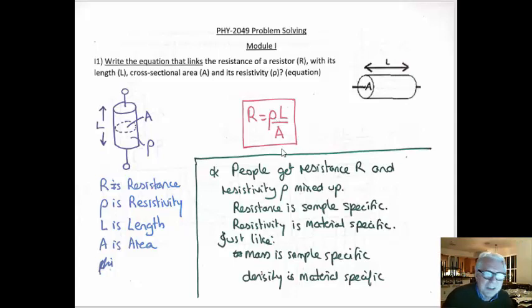A bit like mass and density. I hope I said that right. This sample has a certain mass. This material has a certain density. Let's go to the next one.